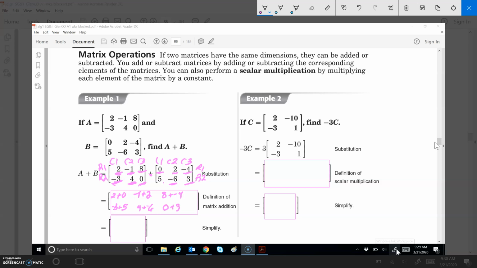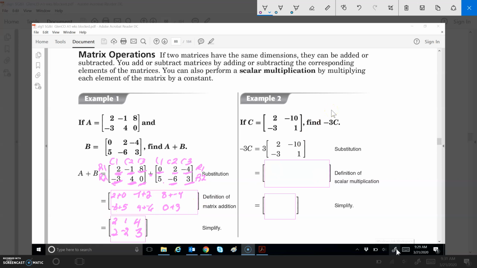Okay? So 2 plus 0 is 2. -1 plus 2 is 1. 8 plus -4 is 4. -3 plus 5 is 2. 4 plus -6 is -2. And 0 plus 3 is 3. Okay, so when we add or subtract, we should end with the same size of matrix.